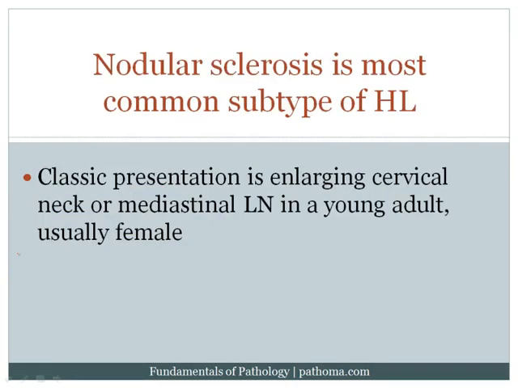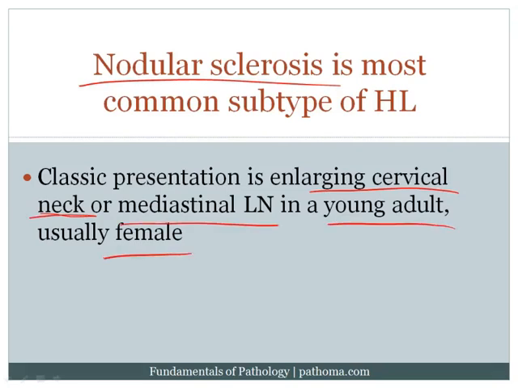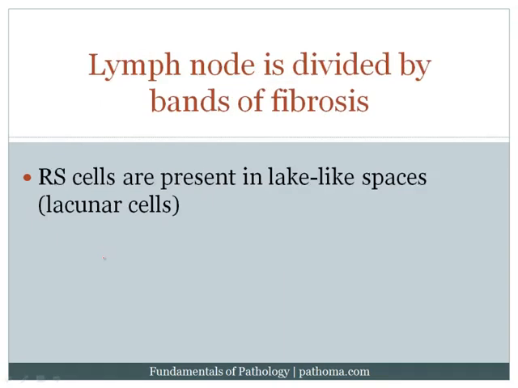The most common subtype, as I've already explained, is nodular sclerosis subtype. The classic presentation in nodular sclerosis subtype is that the patient has an enlarging neck lymph node or an enlarging mediastinal lymph node and is usually a young female. Biopsy is then performed, and the biopsy reveals a lymph node that is divided by broad bands of fibrosis.